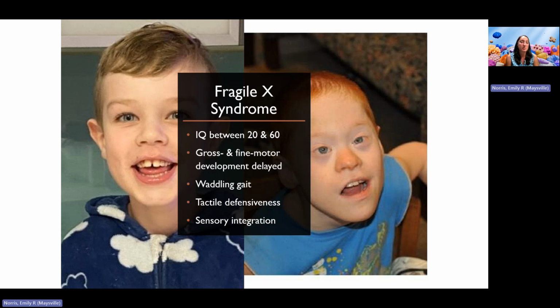Some of the facial features that are common are an elongated face, large protruding ears, and a prominent jawline. So they have also those physical symptoms that are common with Fragile X.